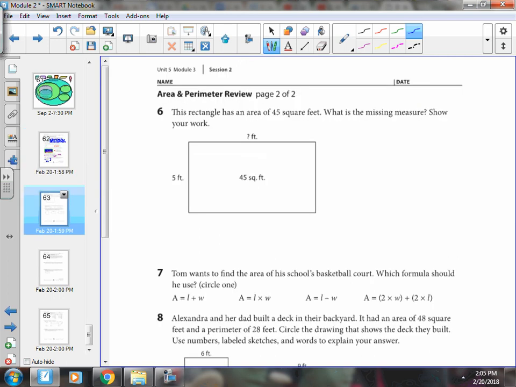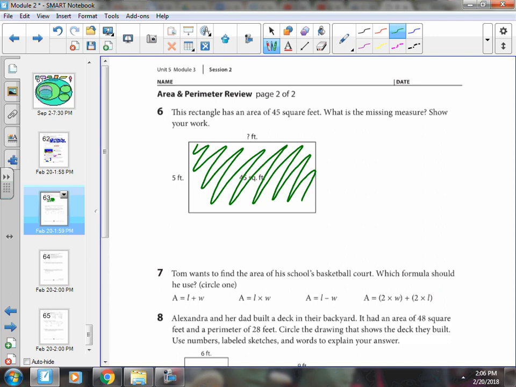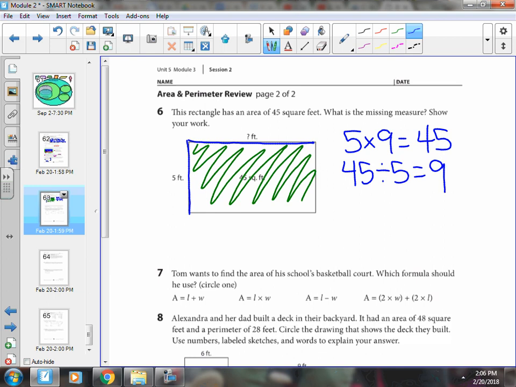On to page 104. This rectangle has an area of 45, so the area is 45. And to find area, we do the length times the width. So 5 times what equals 45? So that could be your work. You could also show it as a division problem. No matter how you show it, the answer is 9 feet. That's the length of the missing side. 9 feet times 5 feet is 45 square feet.